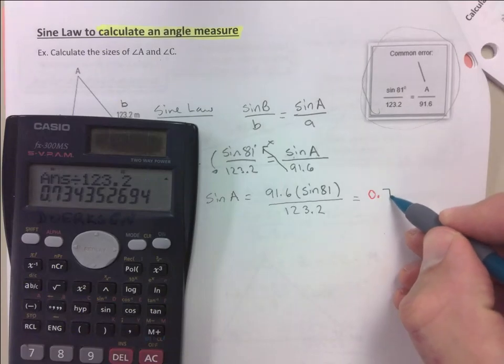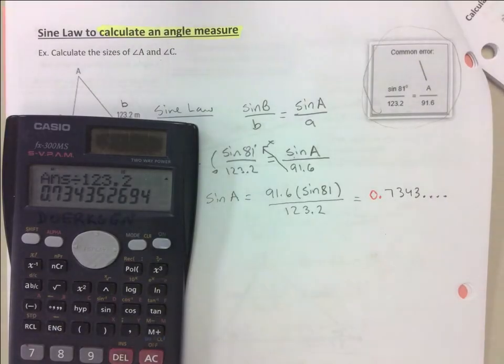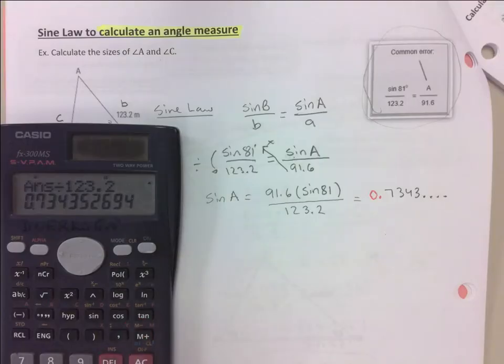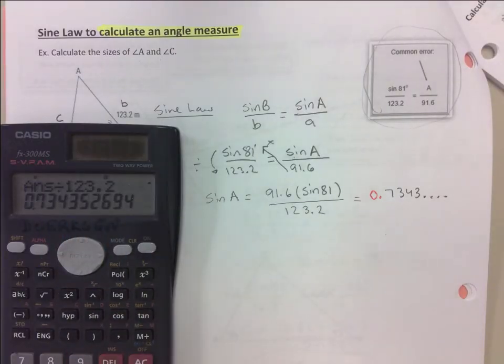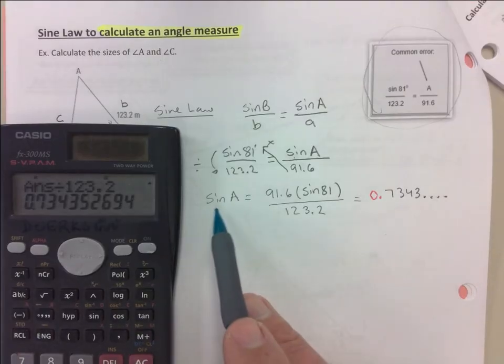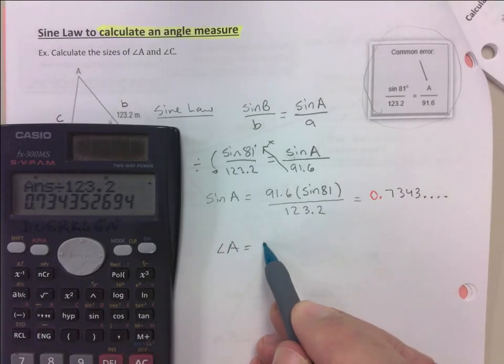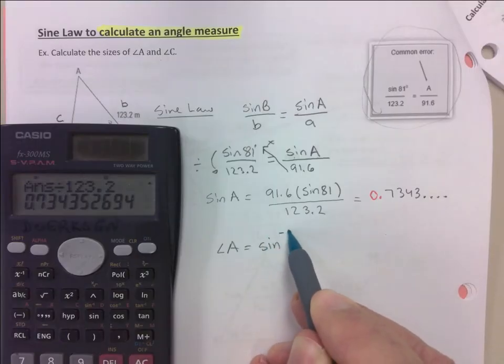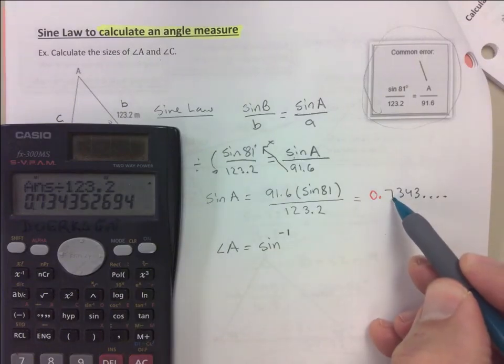So it's 0.7343. Just keep going. Just go dot, dot, dot. It's telling us that we're using all decimals. Do not clear it from your screen. Leave that on there. Leave the whole thing. Your last step, does anybody remember from last year, what do we do when we're solving for angles? There's this one. Do you remember this one? Angle A. Like the inverse sine? That's what you got to do. And followed by this number.